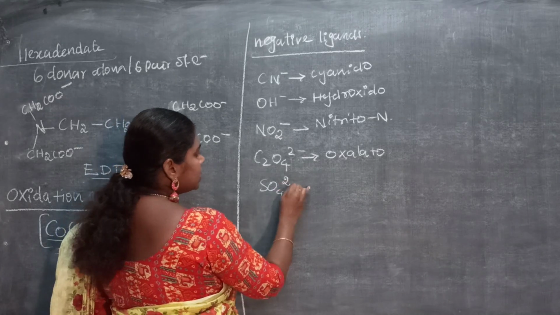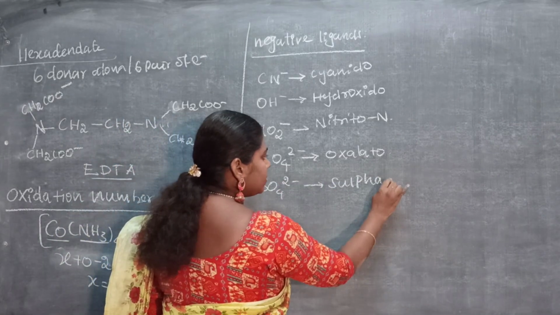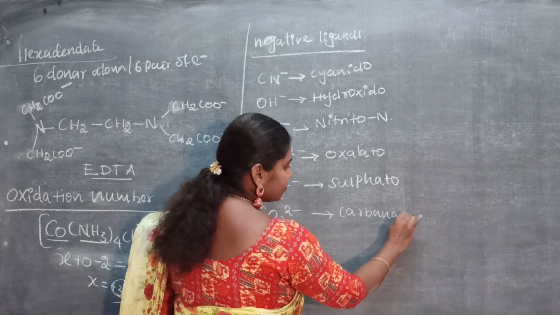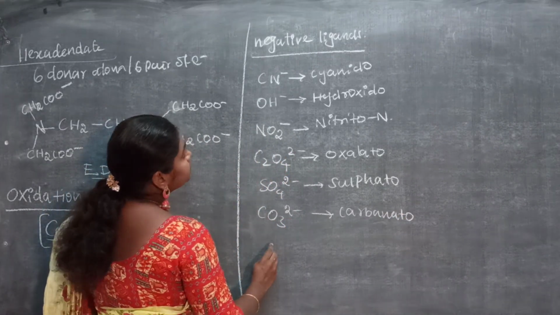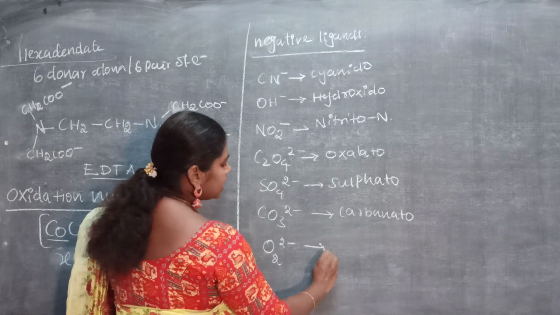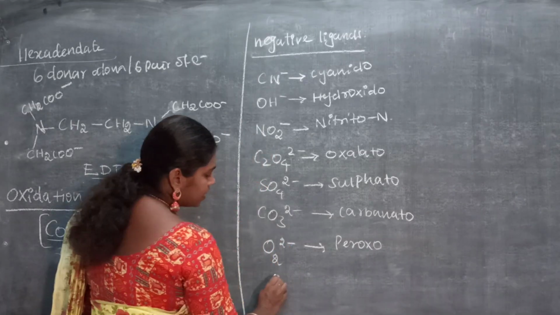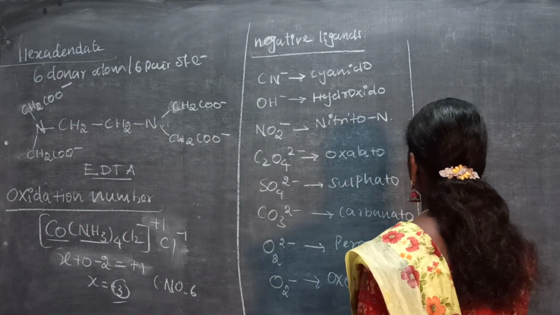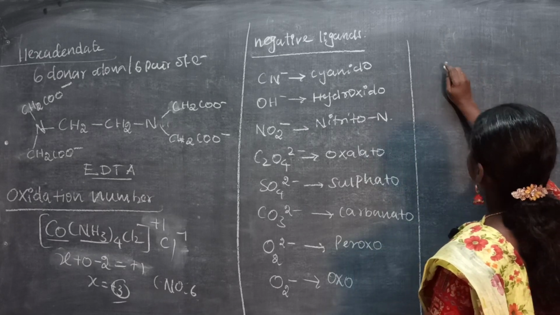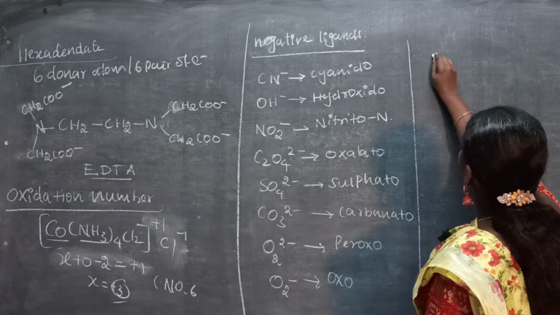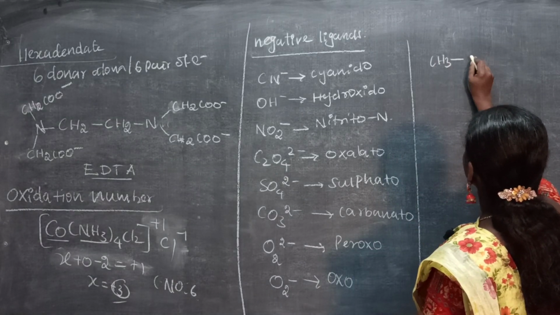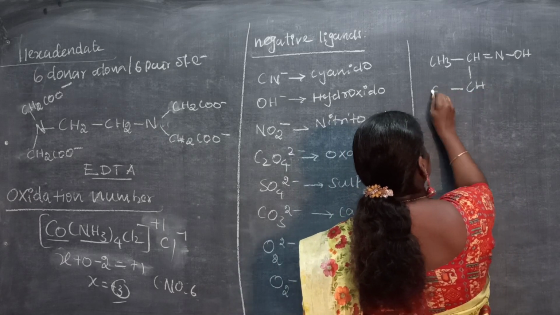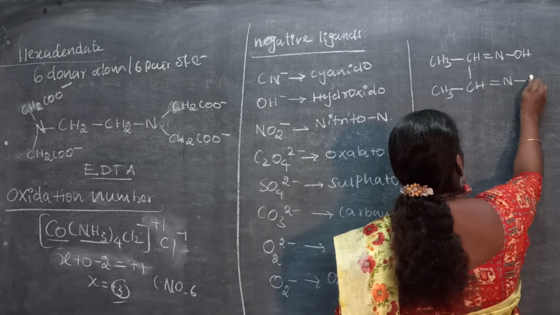SO4 2 minus is written as sulfato, CO3 2 minus is carbonato, O2 2 minus is peroxo, and O2 minus is oxo. Most probably these are all negative ligands. Then glyoxime: CH3 C double bond NOH, single bond, CH3 C double bond NO minus.